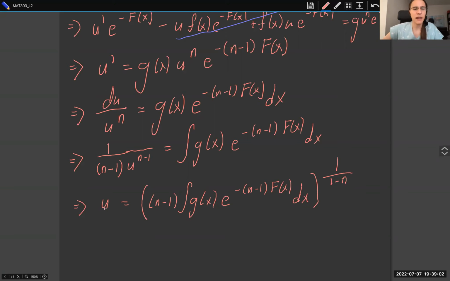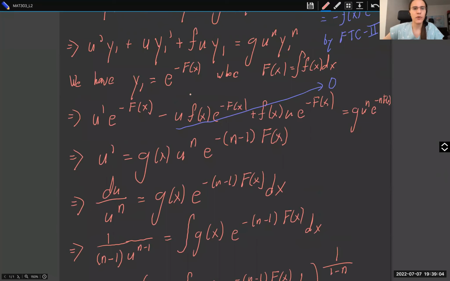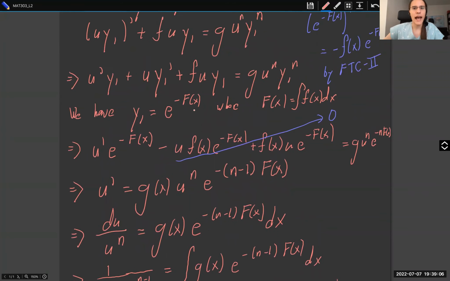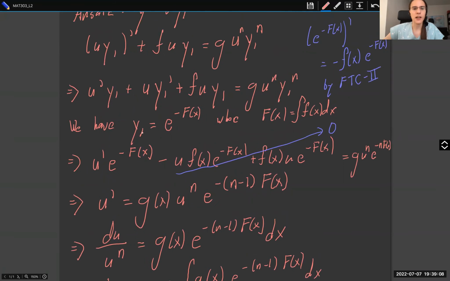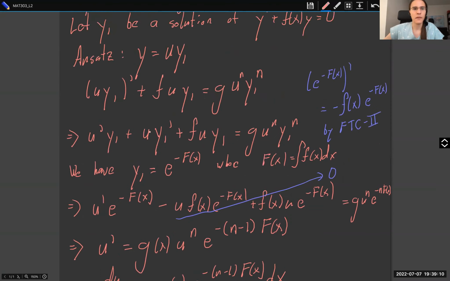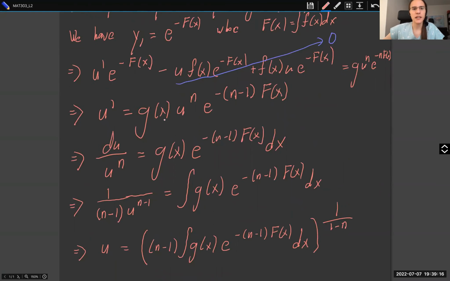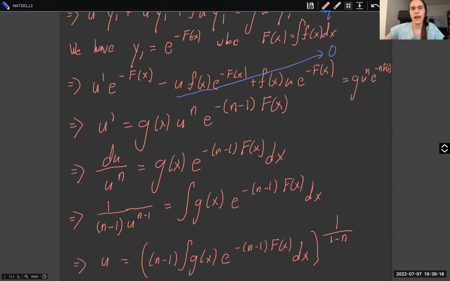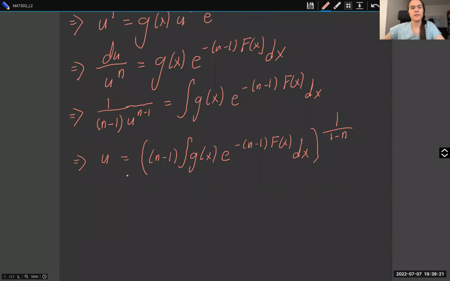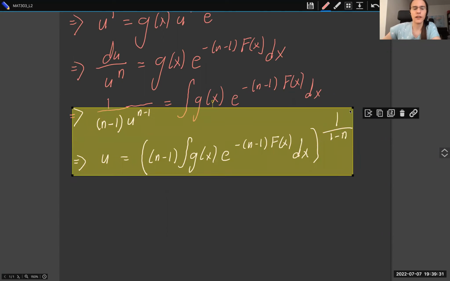And then if this is my version of u, then remember that what I had was the ansatz, y is u times y1. And if we remember what y1 was, it's e to the negative F of x. So in fact, I will just spare myself writing a lot of this over and over again.